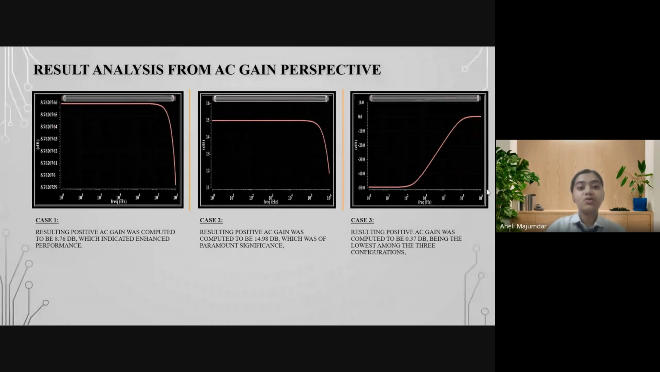These slides show the different simulated results for the 3 different circuits, and the AC gain values were obtained as 8.76, 14.98, and 0.37 decibels, respectively, for the 3 circuits in order. We can see that the second configuration attained the highest AC gain, whereas the third configuration gave the lowest one.